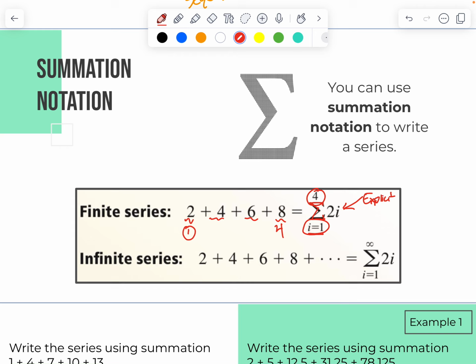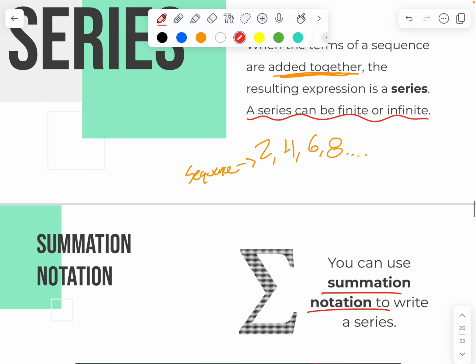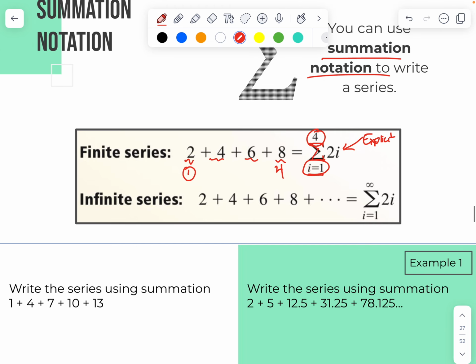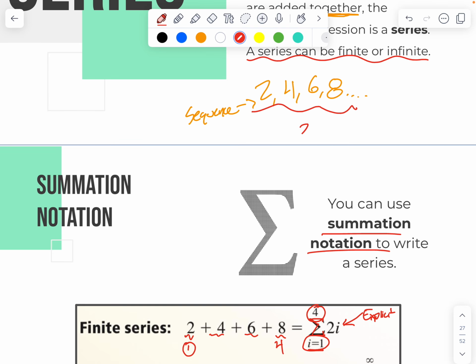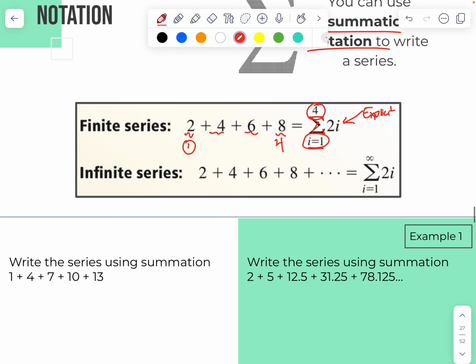So this would be another way to say, this would be using summation notation, to say take the sum of this sequence from 1 up to 4. So we'd have to write the explicit form first. Notice they use i. I'm not super picky about what variable you use. I even switch it up. So if you use n, as long as those two are the same, then you're fine.